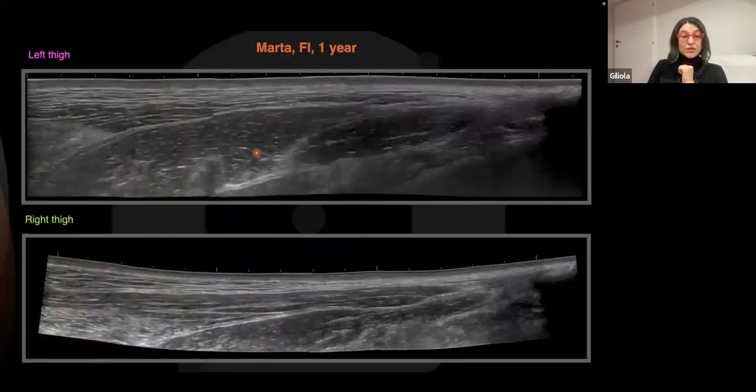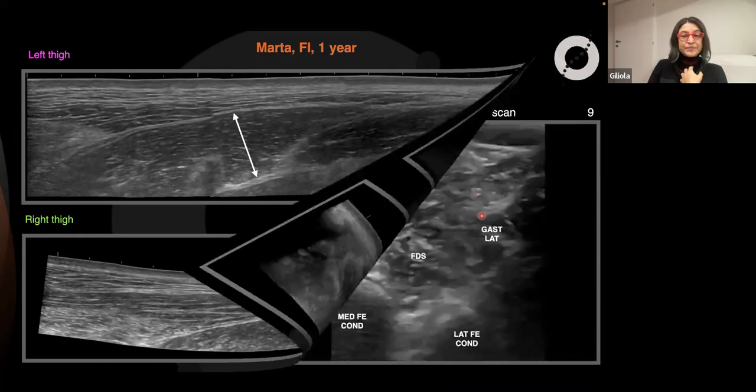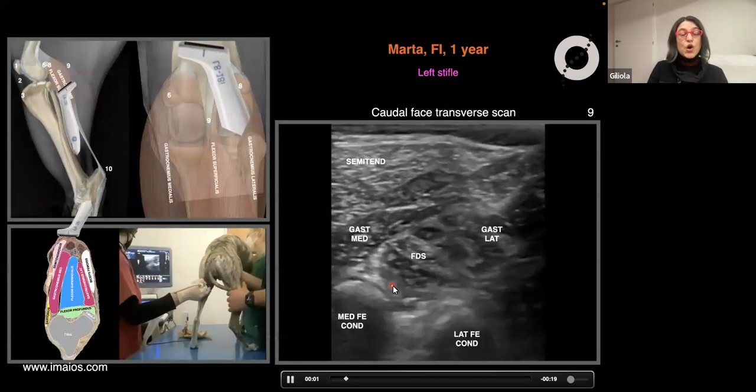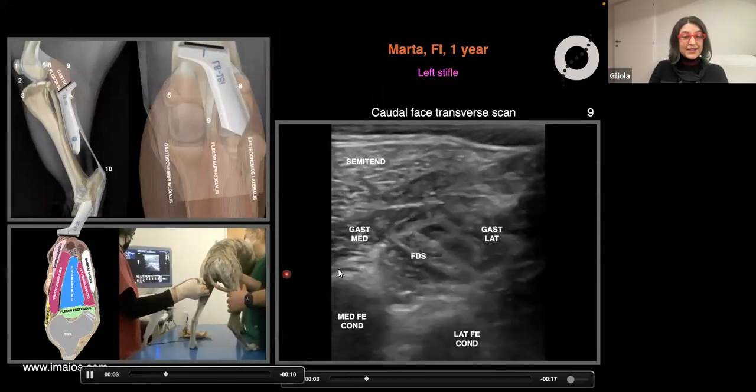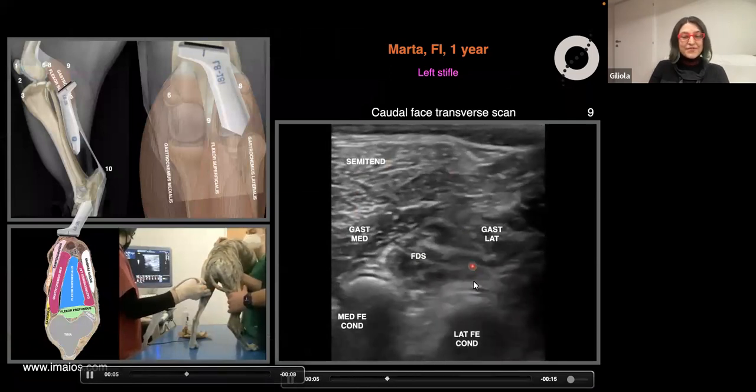Well, we just saw the difference: on the left we have a lot of muscle tone, and on the right we have severe atrophy. Look at the difference in the same muscle. And then we went to the caudal aspect of the thigh. Again, we have a different muscle.